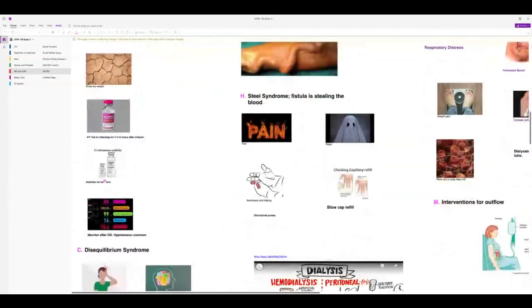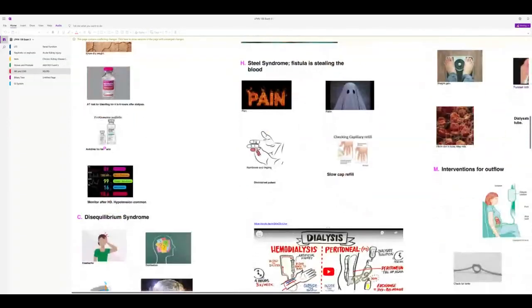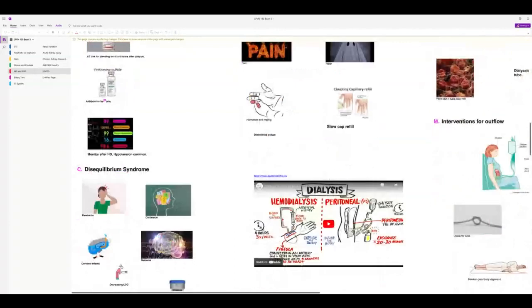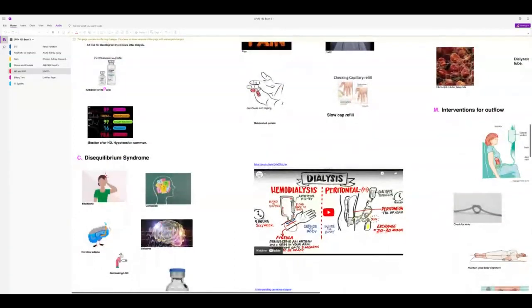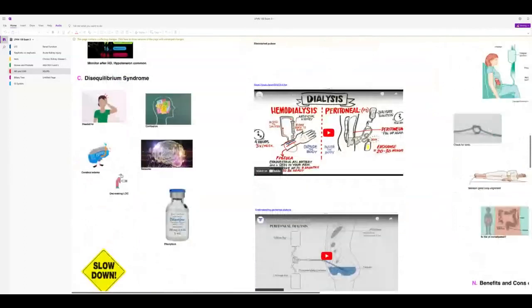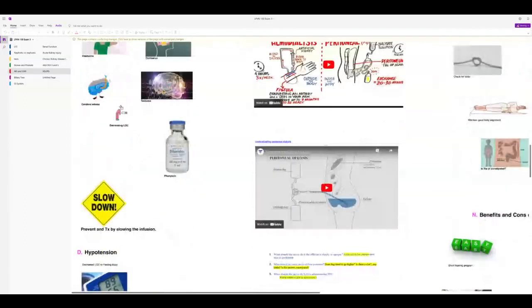Monitor for hypotension, and disequilibrium. This is from pulling off too much fluid too fast. They can get confused and have seizures. So you would just slow it down. They can get hypotension during.